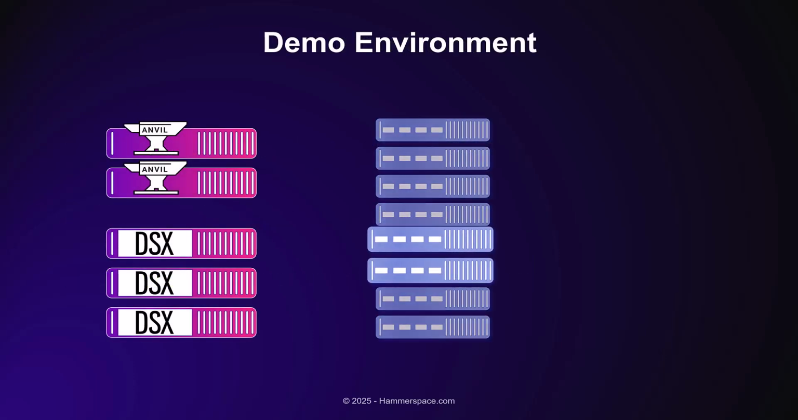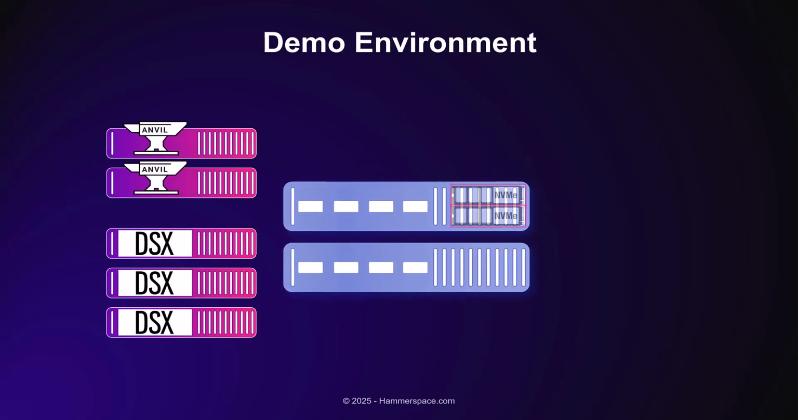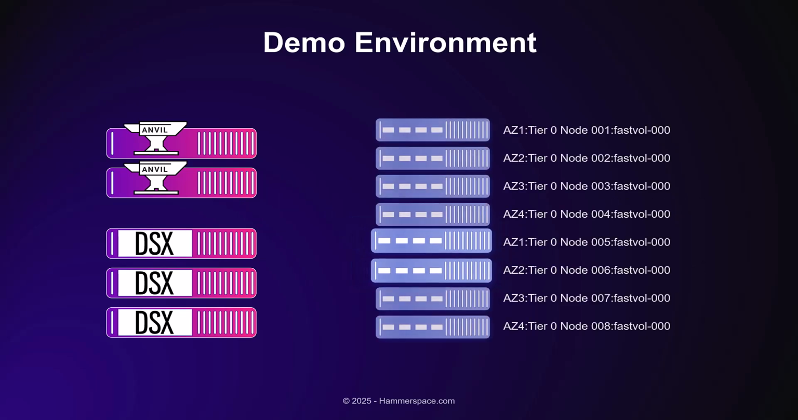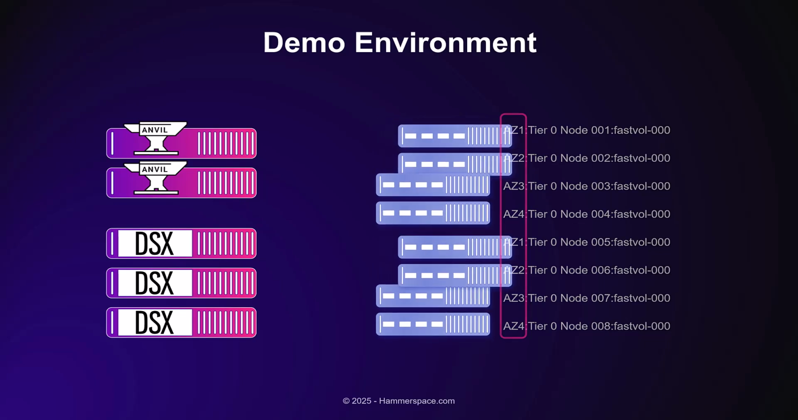This is the demo setup. Remember, each compute node is exporting its local NVMe storage via NFS v3. These exports are configured into Hammerspace as storage volumes. The storage volumes are paired into 4 availability zones simply by including the prefix AZ in the volume name in Hammerspace.